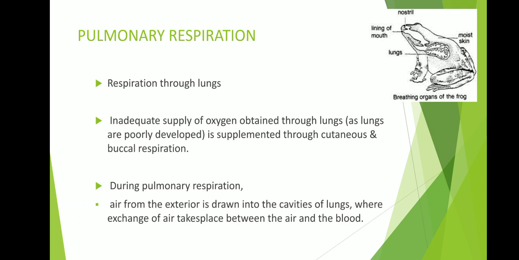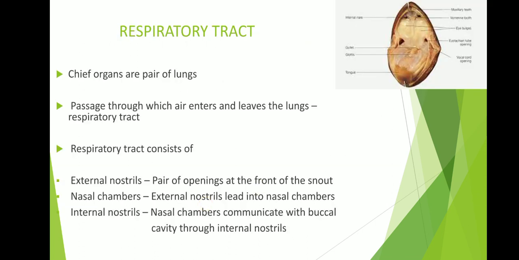Okay, so pulmonary respiration alone will not give enough amount of oxygen. So they are following this buccal respiration and cutaneous respiration also, because the lungs of the frog are poorly developed. So chief organs for aerial respiration are two lungs.